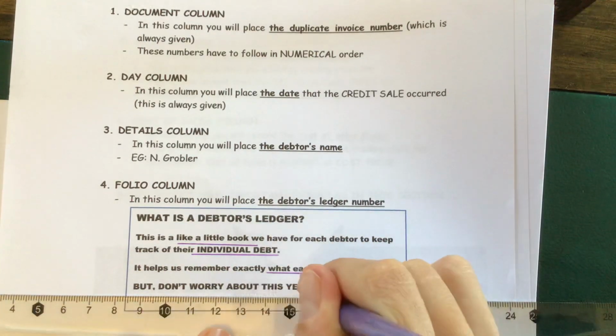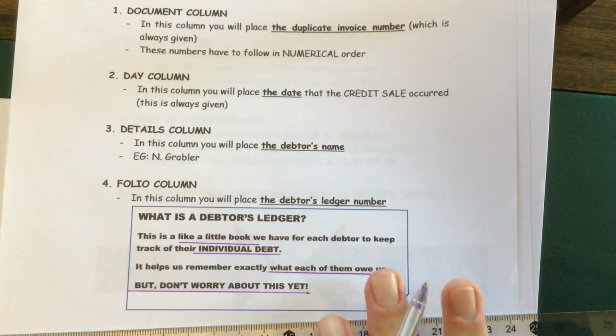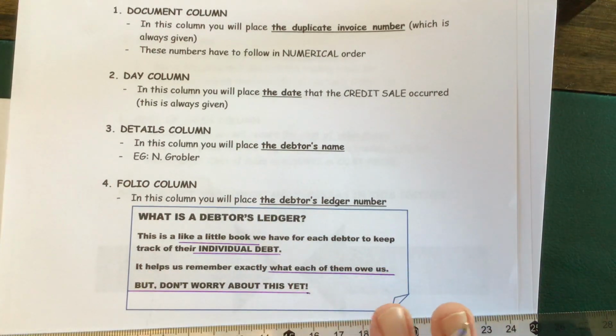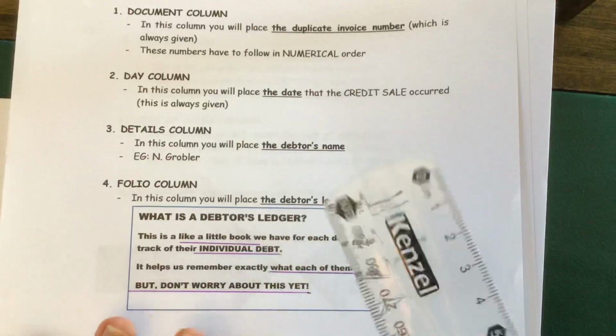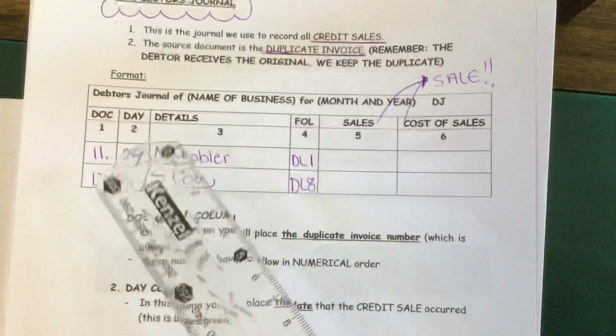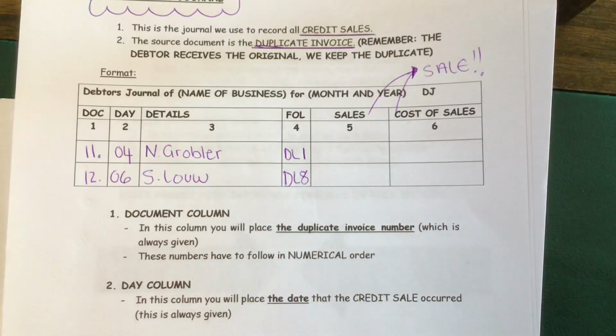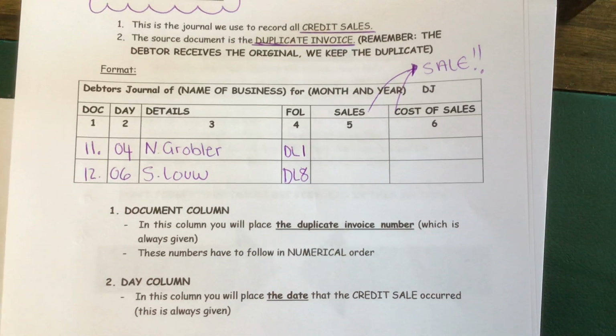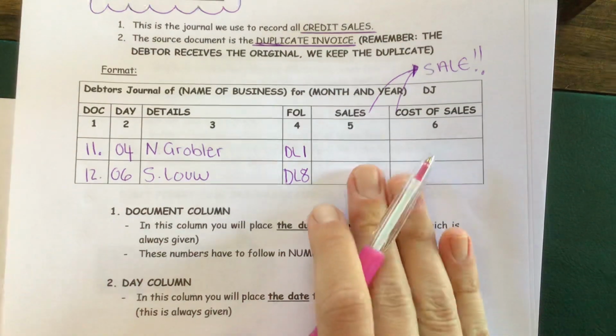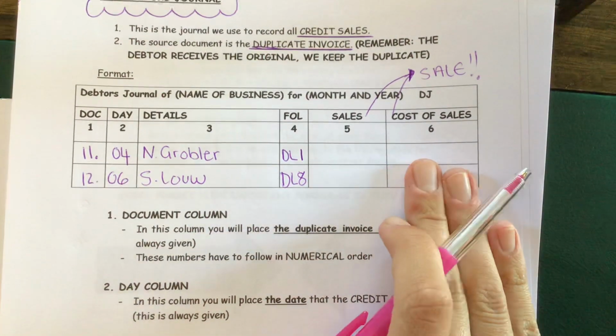But I say, don't worry about this just yet. We will get to that. We're just focusing on the journal. So for now, all that you need to know is each debtor has their own little ledger where we keep track of their debt. Then, the next two columns are vital because we have a sales column and we have a cost of sales column.